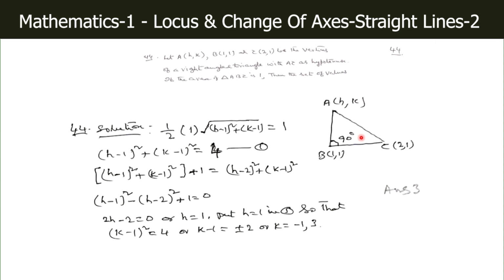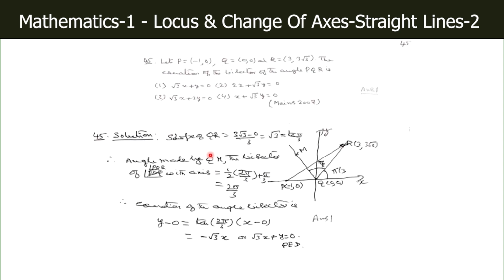Okay. So first you get the value of h is equal to 1, and substituting in the equation (h minus 1) whole square plus (k minus 1) whole square is equal to 4, you will get the values of k, which are nothing but minus 1 comma 3. Here we have used only the distance formula and the property of a right angle triangle. In the property of a right angle triangle, if B is the right angle of triangle ABC, then AB square plus BC square is equal to AC square. So the correct option is k is equal to minus 1 comma 3, option number 3.